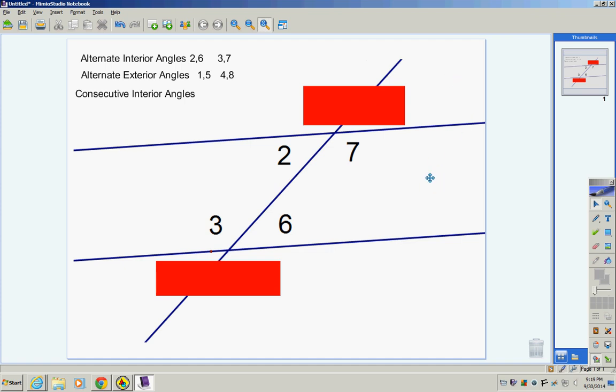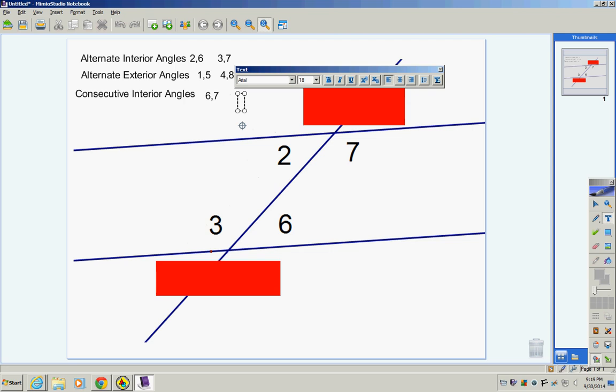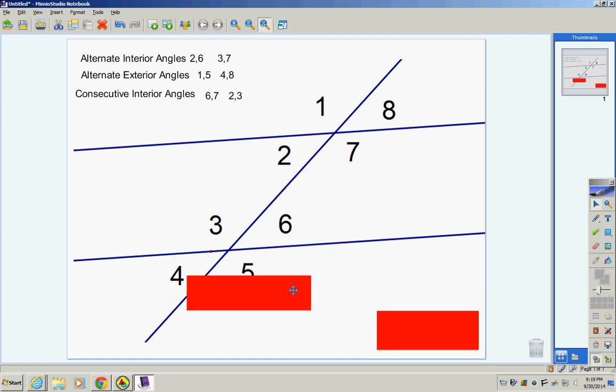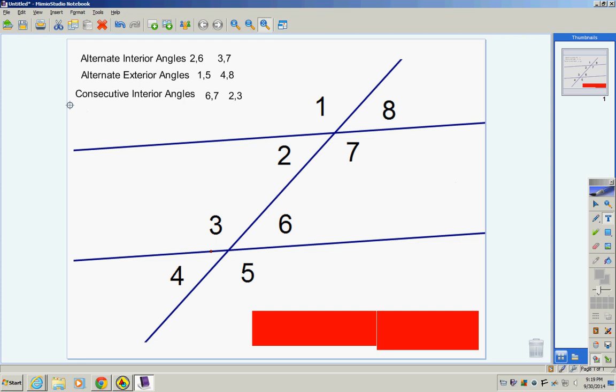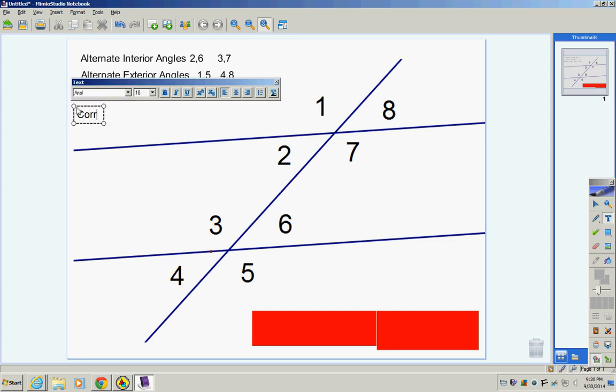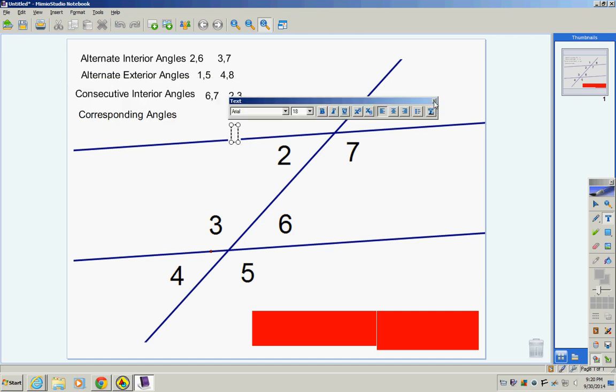So what would those be? Well, if you said 6 and 7, you'd be correct. 6 and 7 are consecutive interior angles. And also, 2 and 3 are consecutive interior angles. All right? Now, there's one more angle pair I want to talk about. And those are called corresponding angles. Corresponding angles are just angles that correspond. If you think of correspond, that means they're in the same basic position.